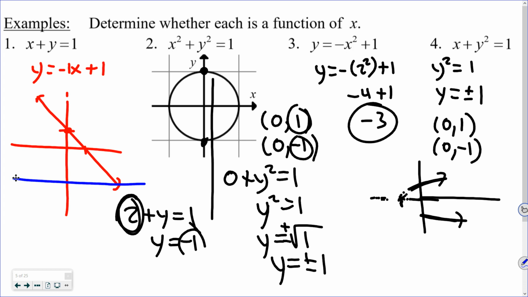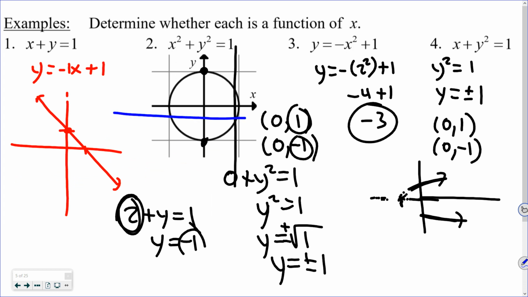Number 2 was not a function to begin with, right? It doesn't pass the vertical line test. It actually doesn't pass the horizontal line test either. Number 3, if we think back to what the graph looked like, I erased it.